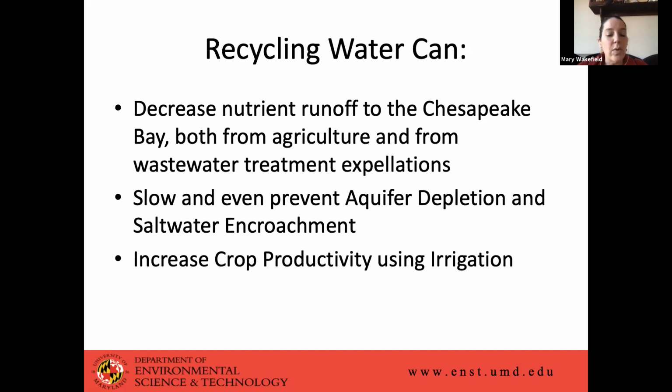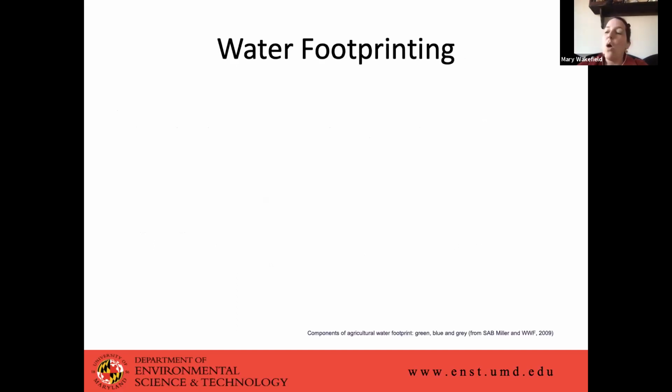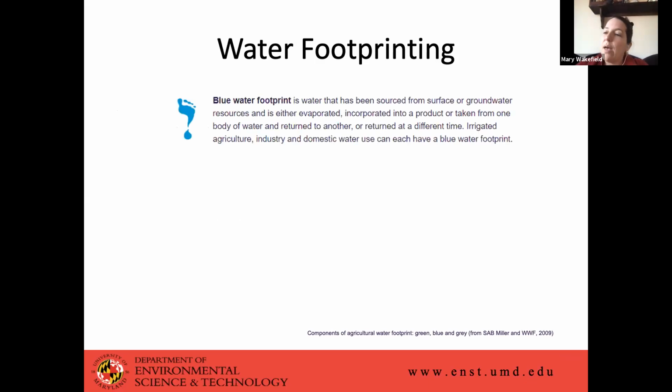Okay, so knowing that water recycling is important, what are we doing with water footprinting and what is it? So it's divided into 3 parts. Your blue water is water that has been sourced from surface or groundwater resources and is either evaporated, incorporated into a product, or taken from one body of water and returned to another or returned at a different time. Irrigated agriculture, industry, and domestic water each can have a blue water footprint.